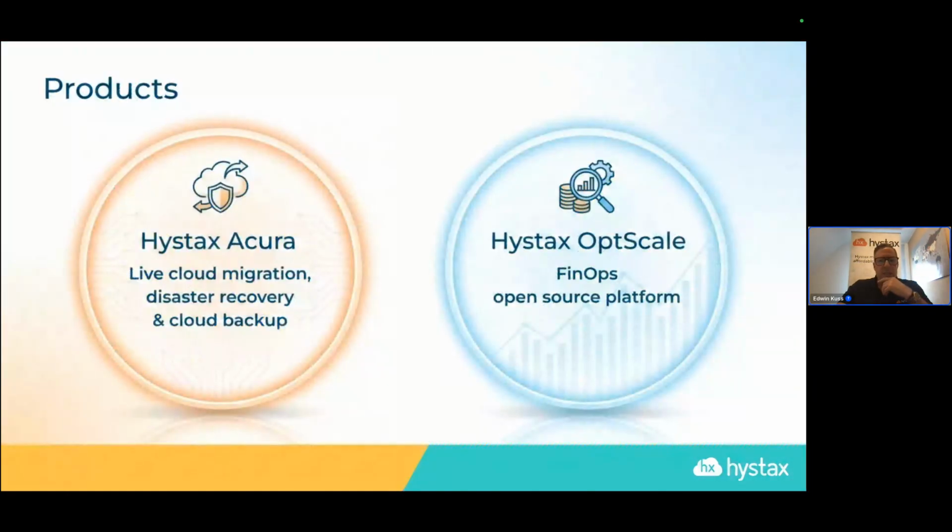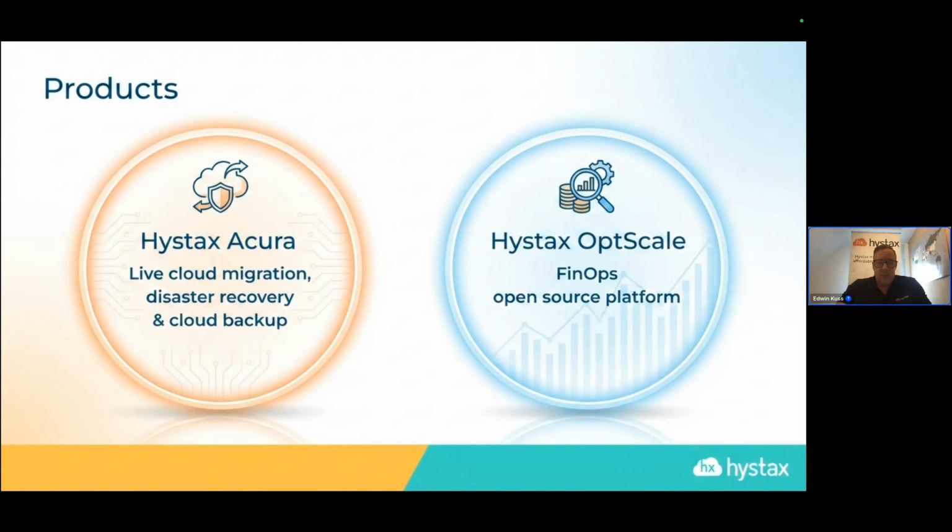As you know, we have two products. Hystax is the name of the company. Acura is the product we are going to talk about today. We also have OptScale, quite interesting actually, but not for today. Today it's about Acura, which is software that manages all three use cases, migration, DR, and backup, because the flow in all three cases is more or less the same. There are some differences, but it's all about replicating data, incremental replicating, snapshotting, installation of replication agents, and so forth. So this is why Acura covers all these three use cases.